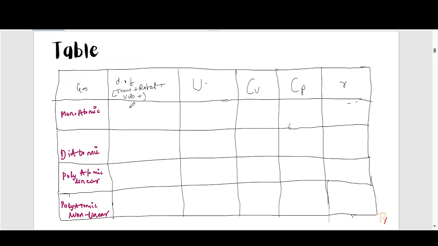We know that degree of freedom of monoatomic gases is 3 plus 0, which is 3. For the diatomic molecules we have 2 rotational, at normal temperature we get 5, at high temperature we get 7. For polyatomic linear molecules 5: 3 translation and 2 rotational. For non-linear, 3 translation plus 3 rotational gives 6 degrees of freedom.